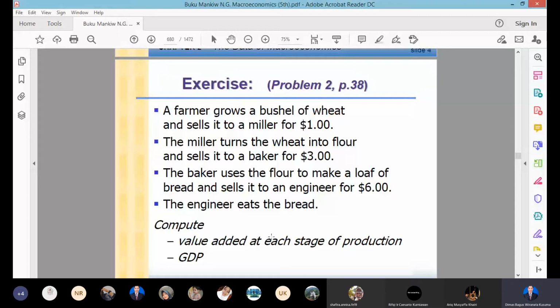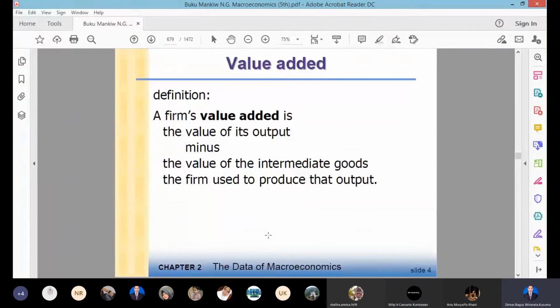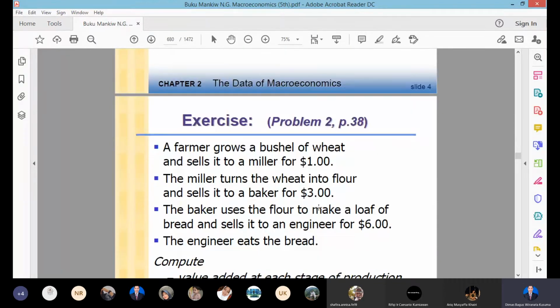Let me check your answers again, sisters. I just want to emphasize the term value added. Let me see from a previous slide. Value added is the value of its output minus the value of the intermediate goods the firm used to produce that output. I want to hear from you first, sisters and brothers. What is the final output of this exercise?